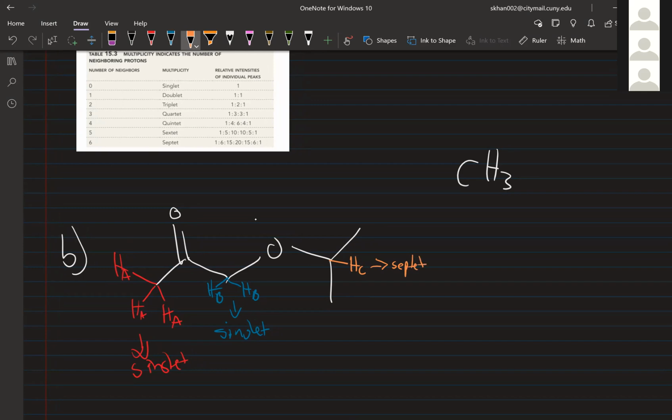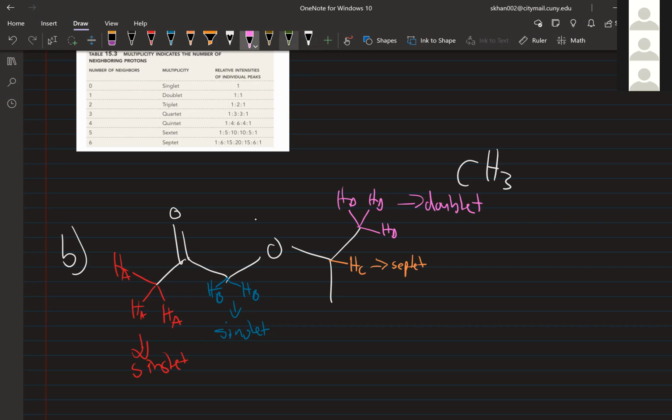So how about this methyl group here? Let's color this. How many signals and what's the multiplicity? It's a doublet. It has one neighbor, which is HC. You can only go up to 1 carbon away. So it's a doublet here. We'll call this HD. This is a distinct signal as well, and this is a doublet.